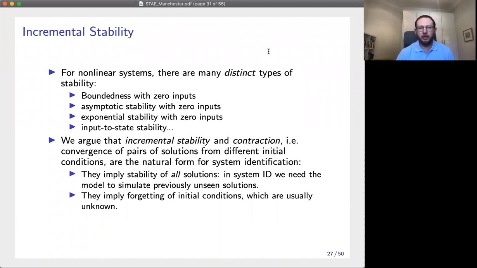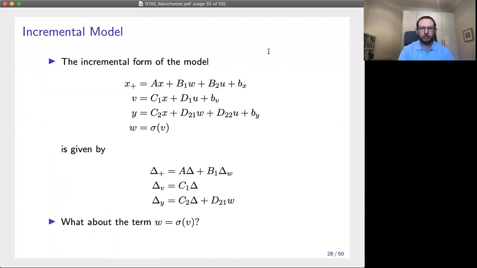And secondly, they imply that we kind of forget the initial conditions. And in system identification, usually what you're identifying is an input to output map. And so initial conditions are usually unknown anyway. So those are some convenient properties.